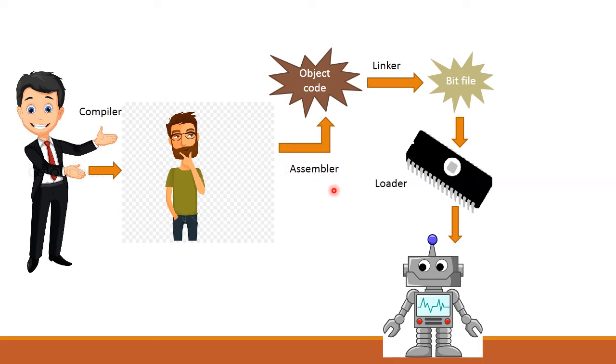Then comes the assembler. This assembler will convert the assembly language into object code. Object code is nothing but the binary language only, that is a bit file only. But it cannot be executed. So, using a linker, we can convert this object code into an executable binary file. Then this file is loaded into the IC. And finally, this IC is fitted inside the robot for operation.